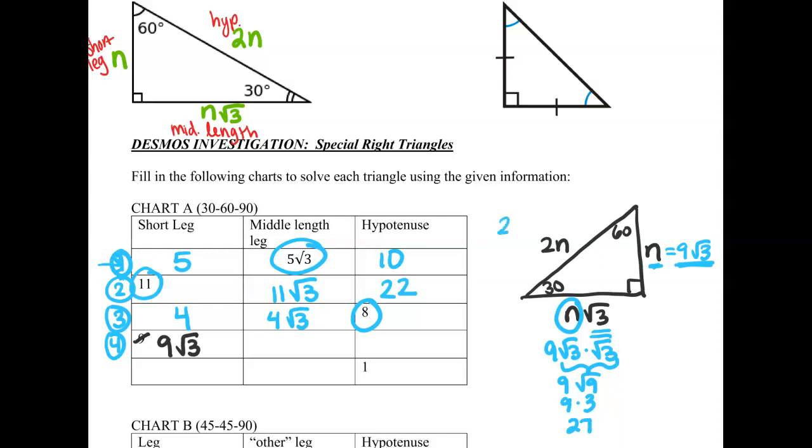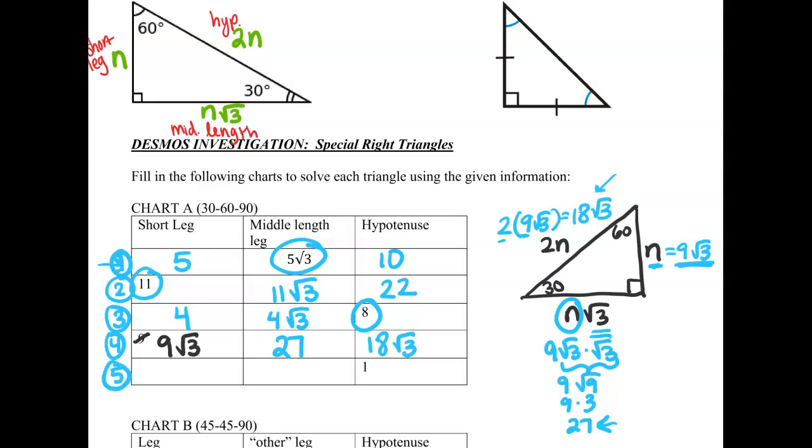For the hypotenuse, you would be doing 2 times 9 rad 3. You can multiply together the 2 and the 9, and that would give you 18 rad 3. So if they gave you a more complicated short leg like 9 rad 3, we found a middle length leg of 27 and then a hypotenuse of 18 rad 3.